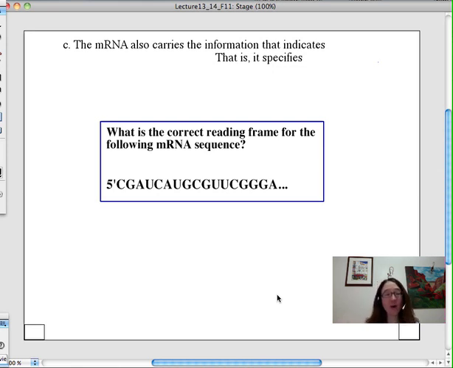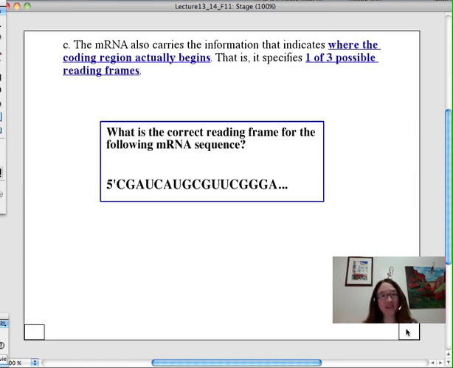So let's look at how AUG will set the reading frame and always dictate what kind of triplicates will follow it. So looking at, let's write it down. So the mRNA also carries information that indicates where the coding region actually begins. That is, AUG sets the way in which the triplicates will be read. It sets the reading frame.